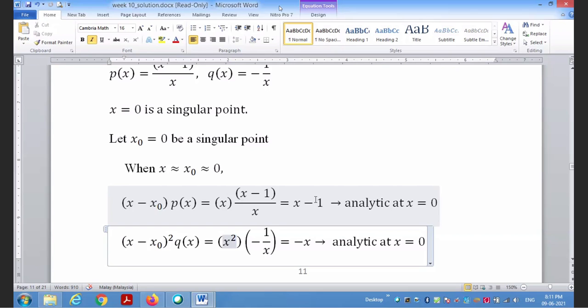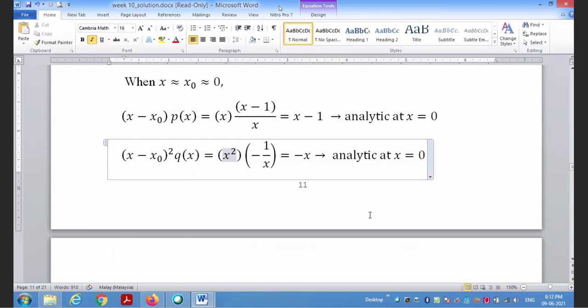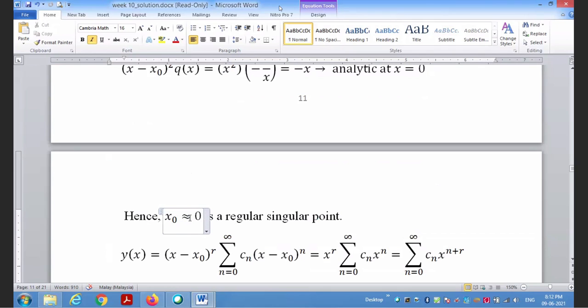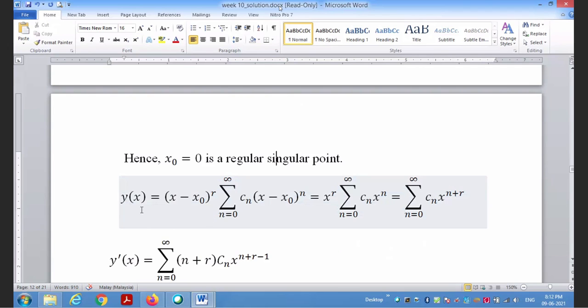Do the same for (x minus x naught) squared q(x). Replace x naught with 0, so we have x squared. q(x) is 1 minus 1 over x, so times (1 minus 1 over x). Simplify this, we have minus x. When you replace x with 0 here, you got 0. We have the value, which is 0. It's not undefined, so analytic. So both these functions are analytic at x equal to 0. So we conclude that x equal to 0 is a regular singular point. Then only we can employ Frobenius method.